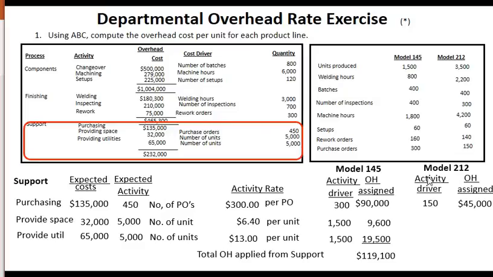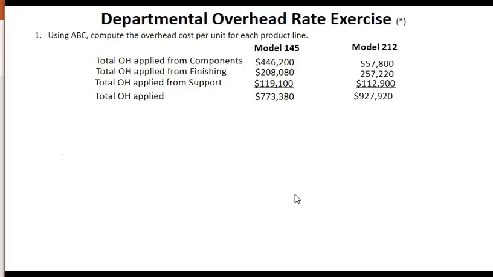Also, now we're going to do that for model 212, again depending upon the activity units used for each of these activities. And again, we're going to go through each of those for purchasing, providing space, and providing utilities. And the total overhead for model 212 is $112,900.